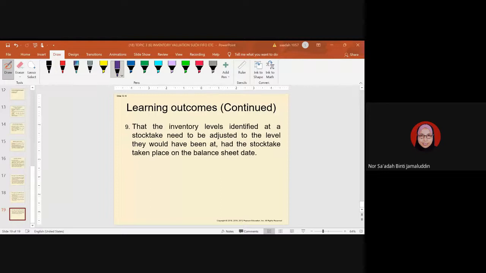We finish on our process in order to prepare our basic financial statement. So we stop here. And then we proceed with discussion on tutorial exercise.